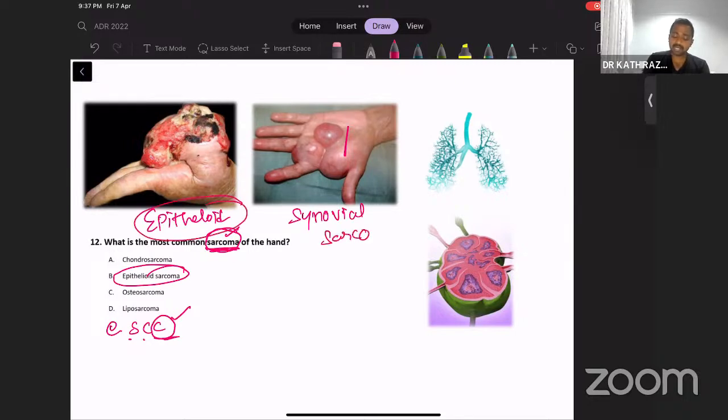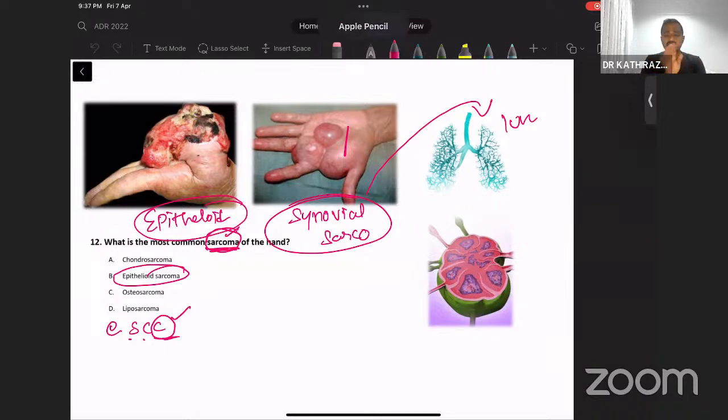Remember, both epithelioid and synovial sarcoma can happen in the hand, and they are the more common kind of sarcomas in the hand. And they most commonly go to the lung. Any sarcoma is a vascular metastasis.